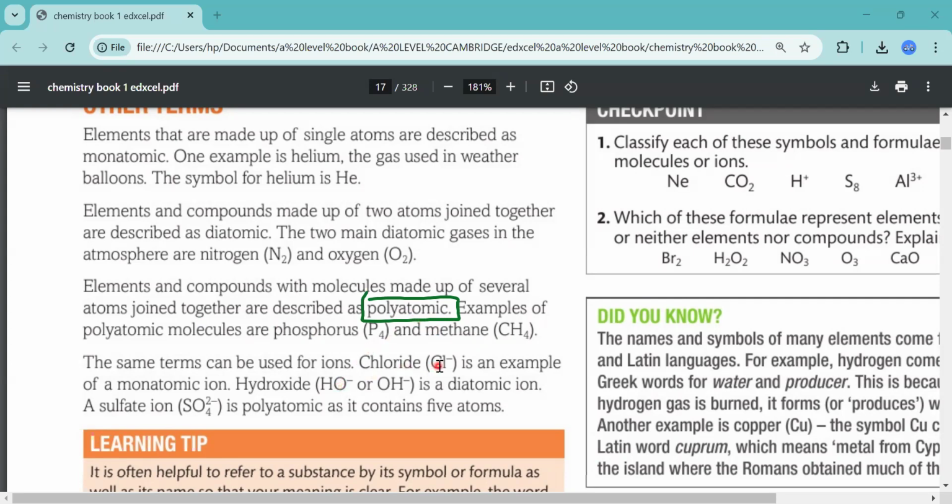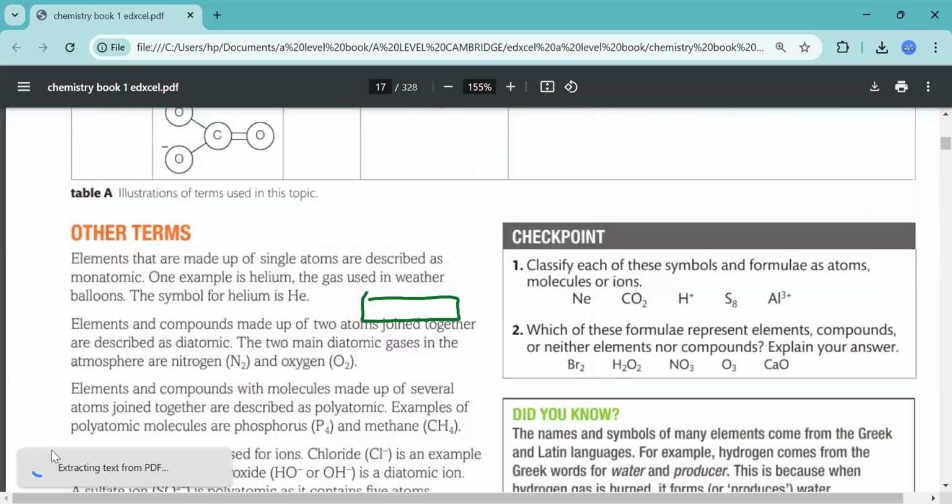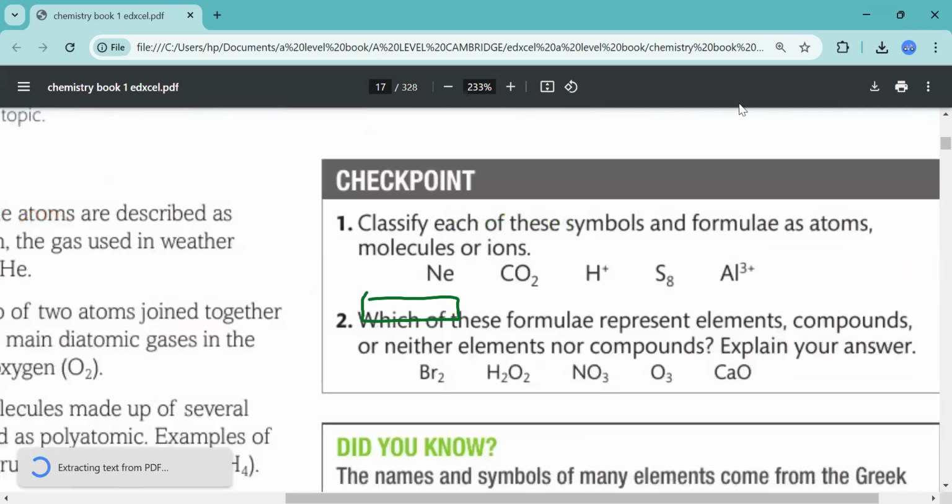Now, chloride, this is an atomic anion. OH- is a molecular ion. Sulfate is a molecular ion. Now, look at the checkpoint question.